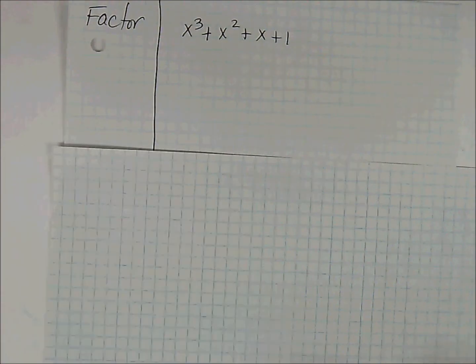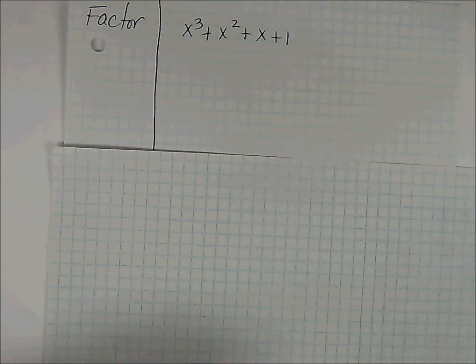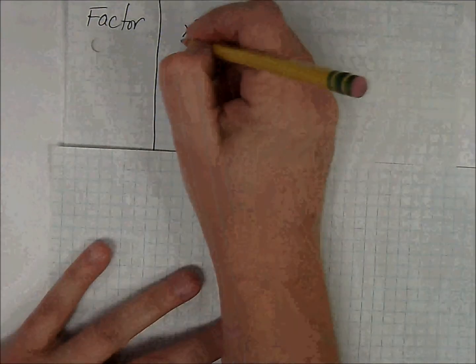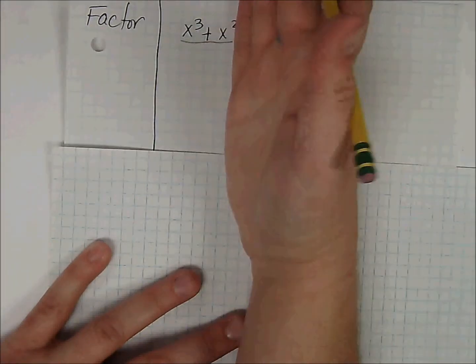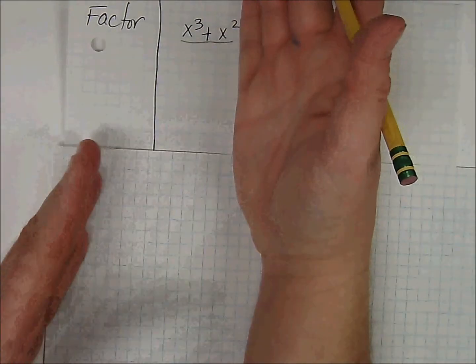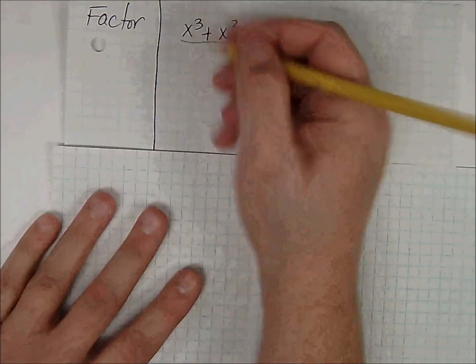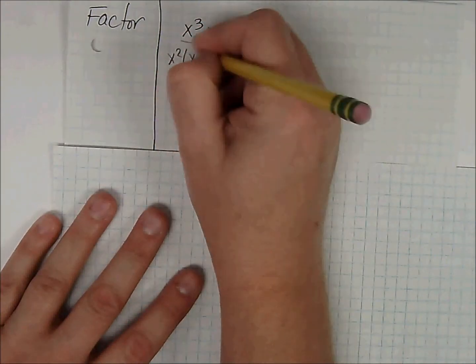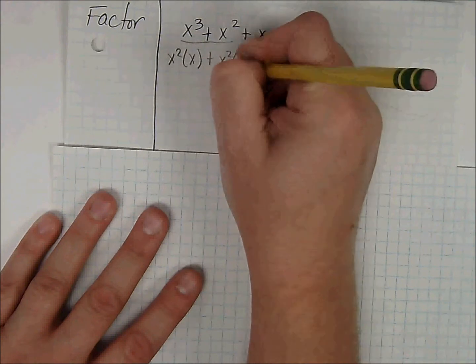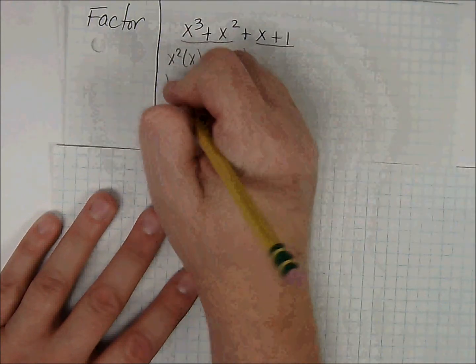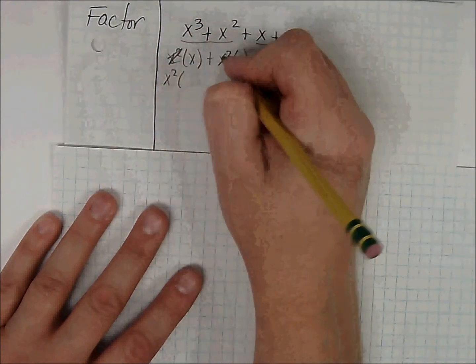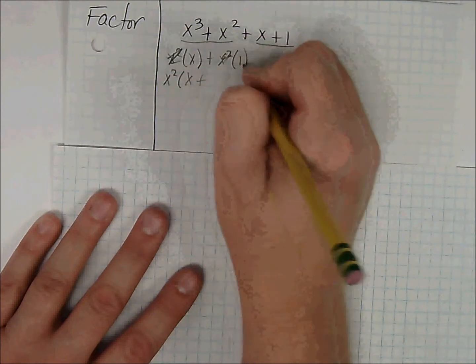So again, we go through our steps. Is there anything we can take out of all 4? Other than 1, there's nothing to take out, so we're not going to do it. I notice there's 4 terms, so I'm skipping step 2 and going right to step 3. I'm going to factor by grouping. Looking over here, I can take an x, but it looks like I can take 2 x's out of both. So this is x squared times x plus x squared times 1. If I take that x squared out, I'm left with x plus 1.